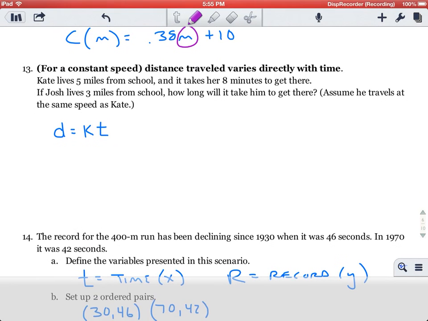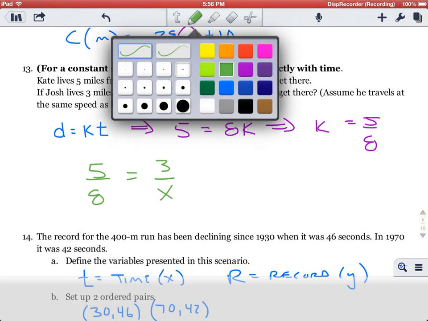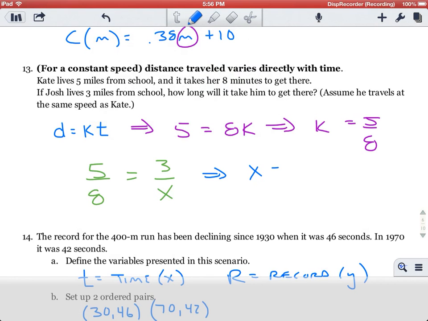For question number 13, this is a direct variation problem. D equals kt. Distance is varying directly with time. So for Kate's scenario, she has 5 equals 8k, and therefore k equals 5 divided by 8. And then we can just set up a proportion, y over x, 5 over 8, and then 3 miles, x time, solve, and x equals 4.8, or 4 4/5 minutes.